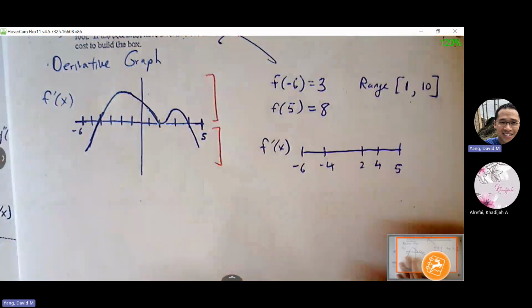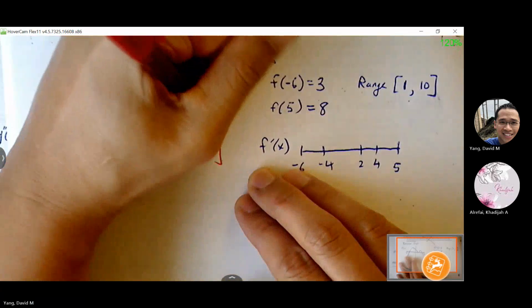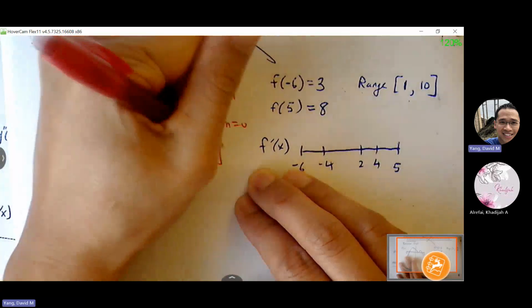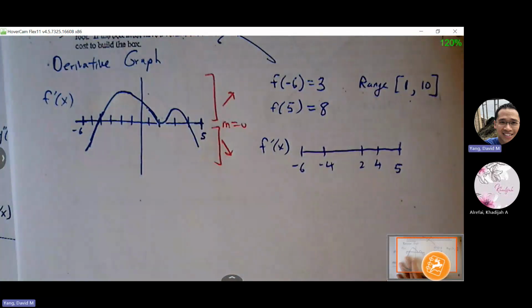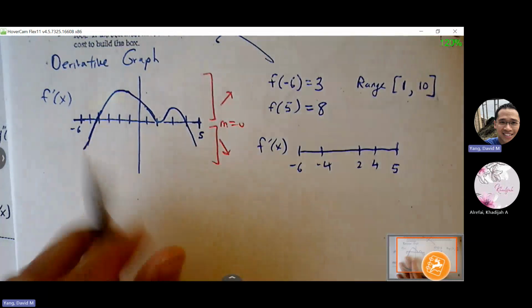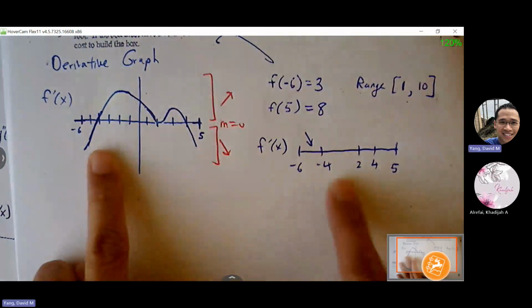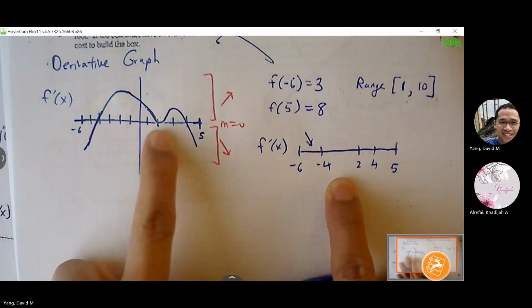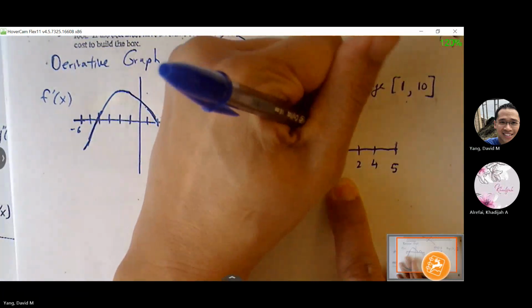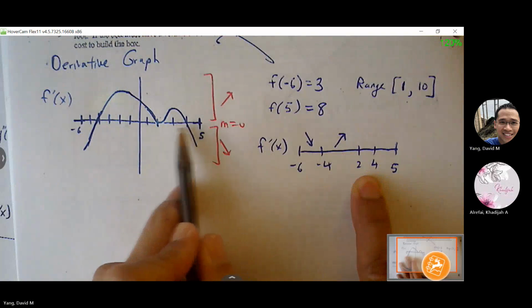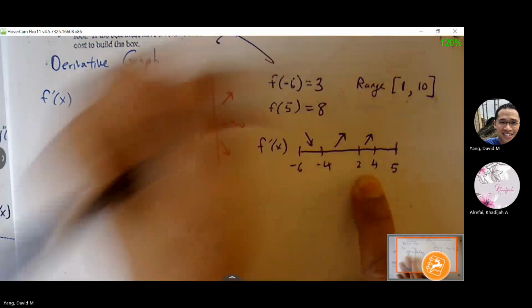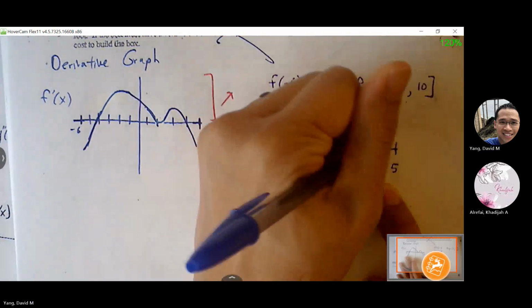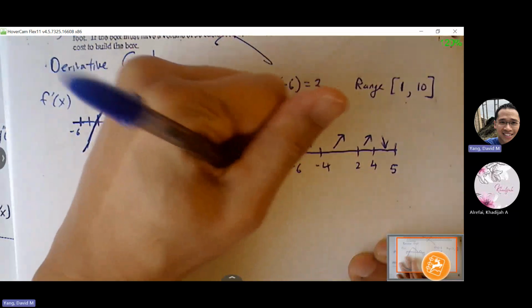And don't look at the movement, just look at your location, whether it's above or below the x-axis. So below the x-axis means negative slope. Between -4 and 2, above the x-axis, positive slope. From 2 to 4, again, positive slope. Between 4 and 5, negative slope. F double prime.